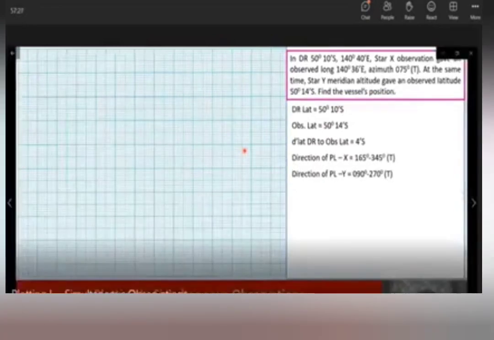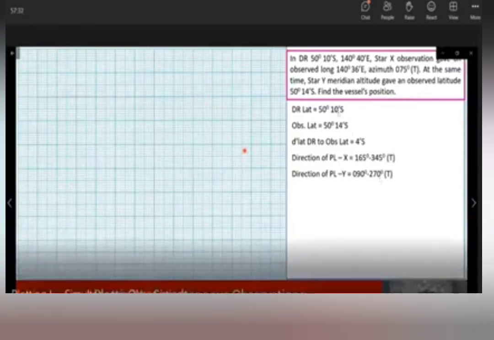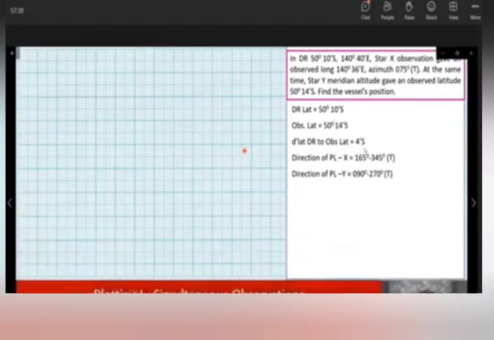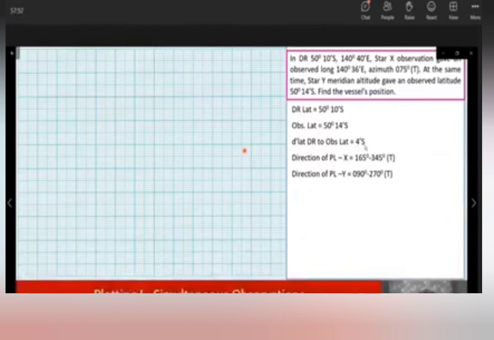ओके सर, ओके। सर ये डी लैट DR टू ऑब्जर्व लैट का मतलब क्या हुआ? मतलब बेटा हमने इन दोनों लैटिट्यूड्स में डी लैट निकाला है. ओके, दैट इज द ओनली थिंग. दिस इज व्हाट वी रिक्वायर. ओके सर. If you go from DR lat to observed lat, you will have to go 4 minutes south. Okay. Very good, beta.